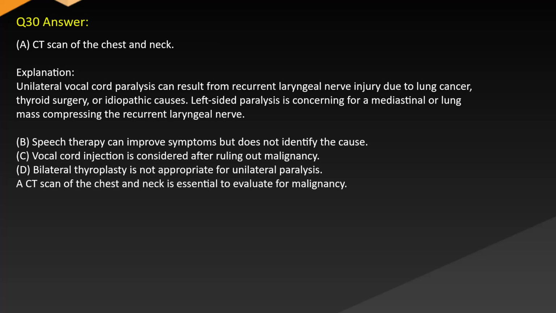Answer: A. CT scan of the chest and neck. Explanation: Unilateral vocal cord paralysis can result from recurrent laryngeal nerve injury due to lung cancer, thyroid surgery, or idiopathic causes. Left-sided paralysis is concerning for a mediastinal or lung mass compressing the recurrent laryngeal nerve. B. Speech therapy can improve symptoms but does not identify the cause. C. Vocal cord injection is considered after ruling out malignancy. D. Bilateral thyroplasty is not appropriate for unilateral paralysis. CT of the chest and neck is essential to evaluate for malignancy.